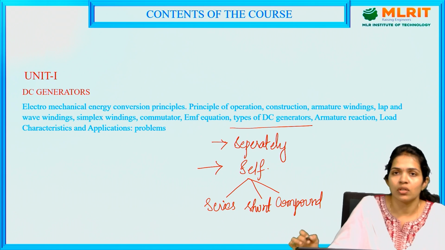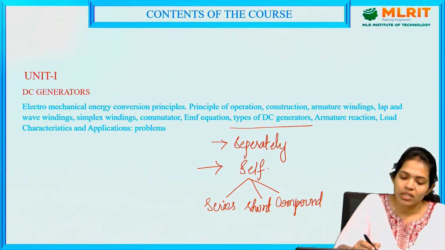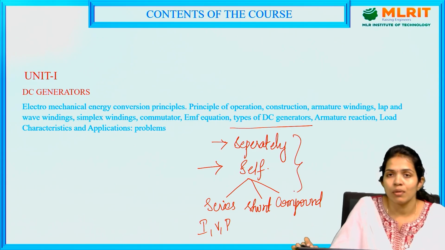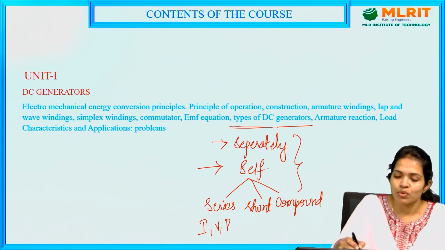The respective circuit diagrams and their operation, and what are the respective current, voltage, and power equations of all the types of generators will be discussed in detail in this topic called types of DC generators.